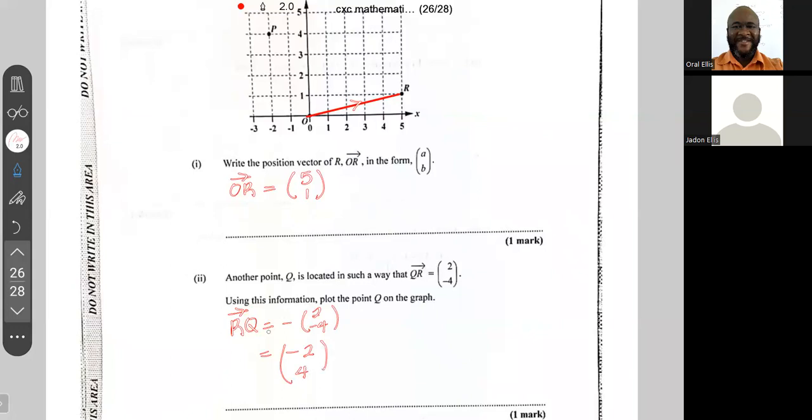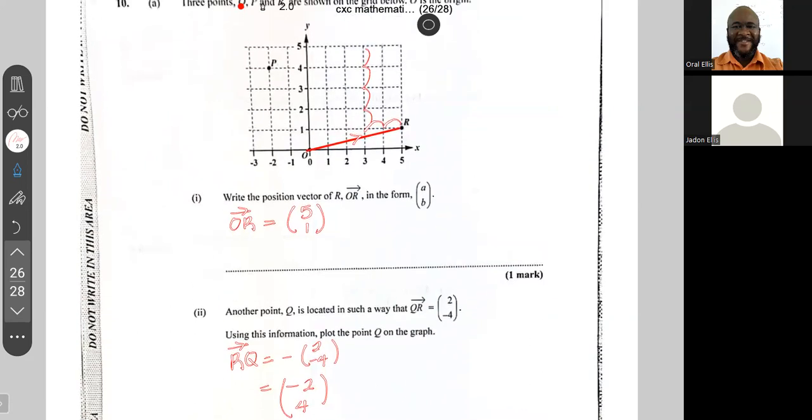A negative times a positive is a negative. A negative times a negative is a positive. So this is telling me that in going to Q from R, I must go 2 units to the left, 1, 2, and 4 units up, 1, 2, 3, 4. This is the position of Q.